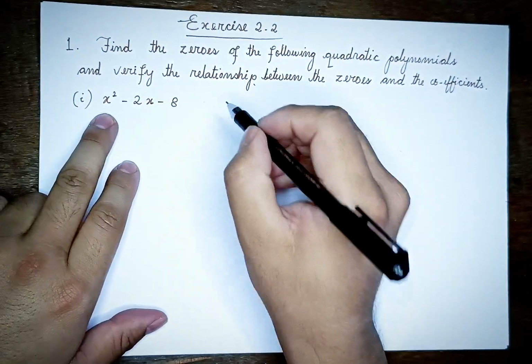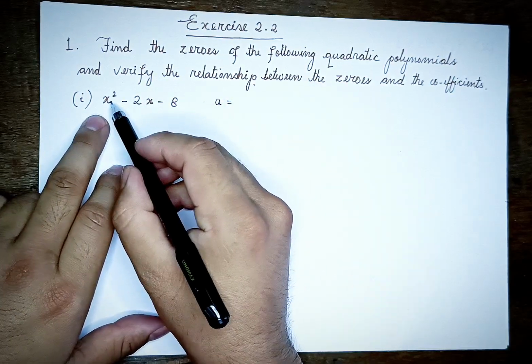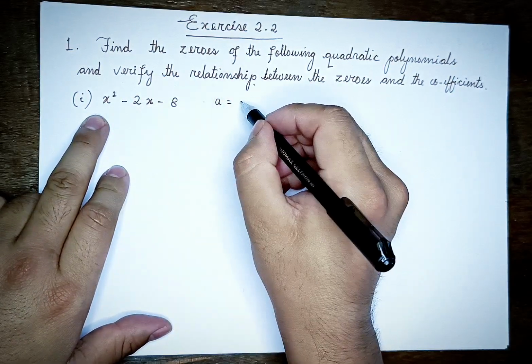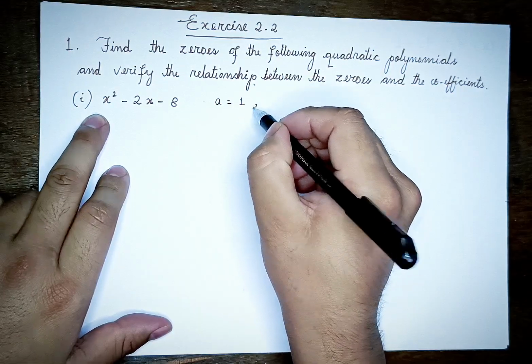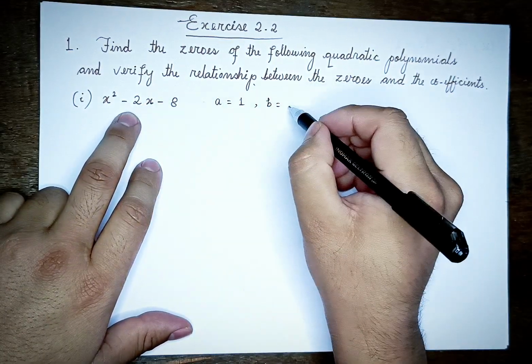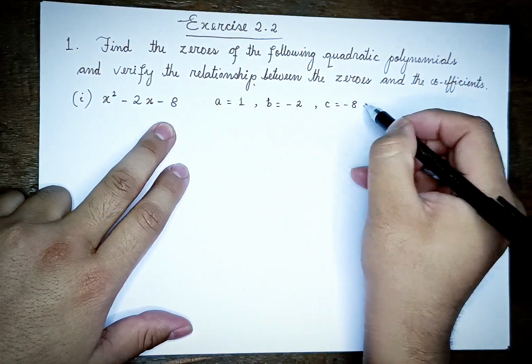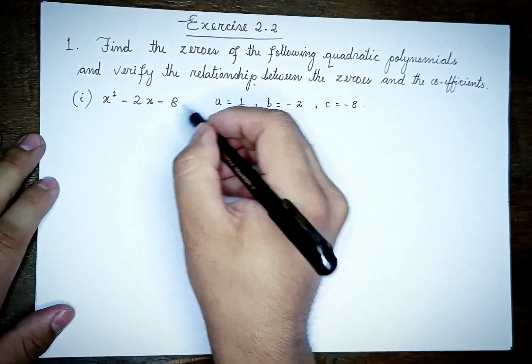First let's write here our a, the coefficient of x square, is 1, so we write 1 here. Coefficient b is equal to minus 2 and coefficient c is equal to minus 8. Okay, let's find out the zeros.